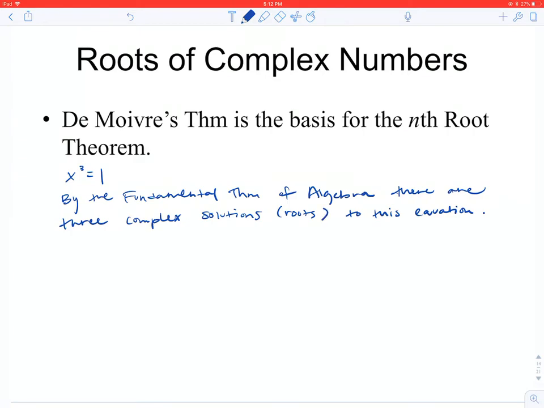Remember, quadratics have 2 complex solutions, quartics have 4 complex solutions, not necessarily distinct solutions. You might have repeated roots, remember, where the multiplicity is a number greater than 1. But you have the same number of complex solutions as the degree of the polynomial equation. And this is a third degree polynomial equation, right, so x cubed equals 1. So our real root, you would know, is x equals 1.